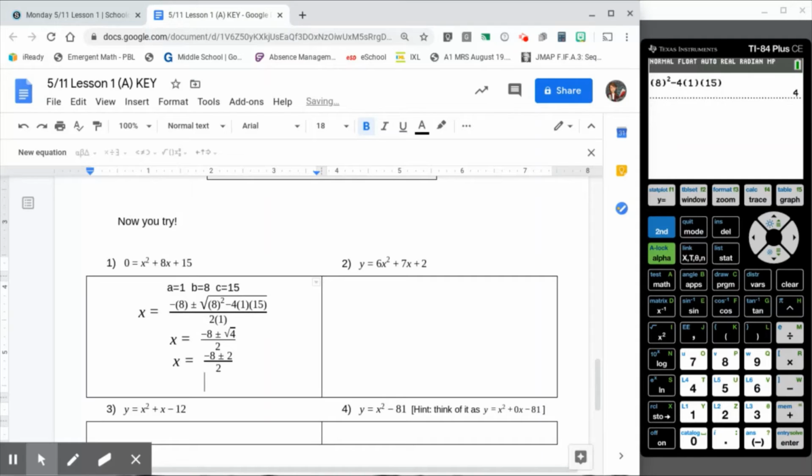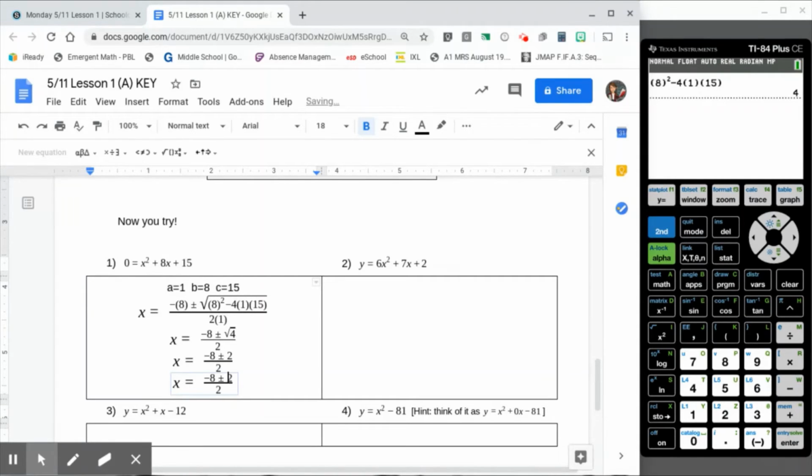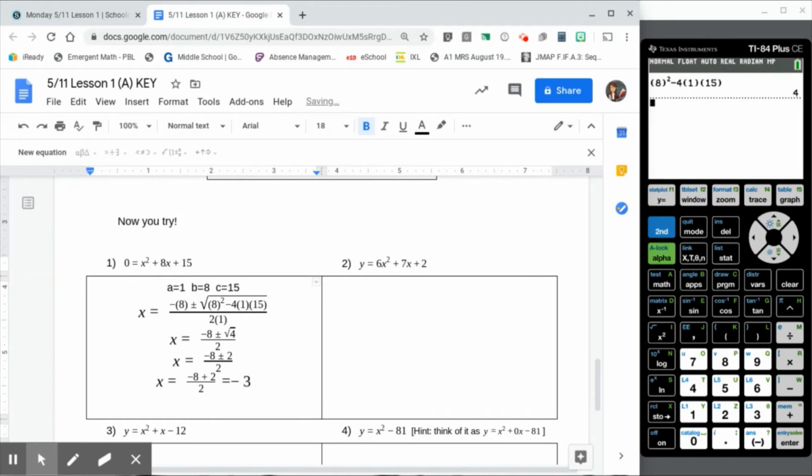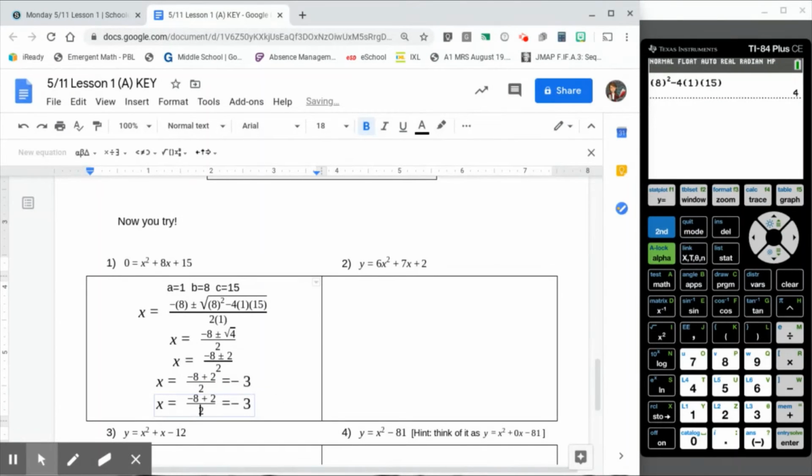So we have -8, I always do plus first, plus 2 over 2. So -8 plus 2 is -6. -6 divided by 2 is -3. I skipped writing that step in just because it's a pain to do this on the Chromebook. Copy and paste. Then we've got to replace this with the minus. -8 minus 2 is -10. -10 divided by 2 is -5.